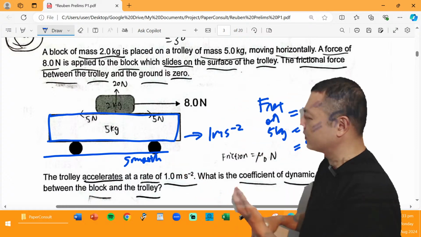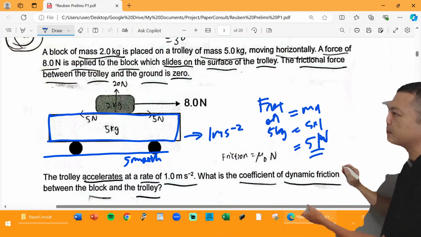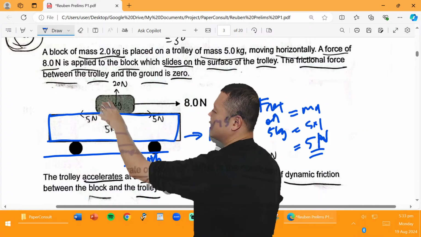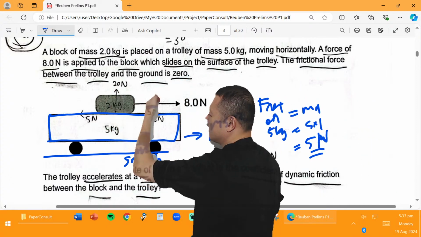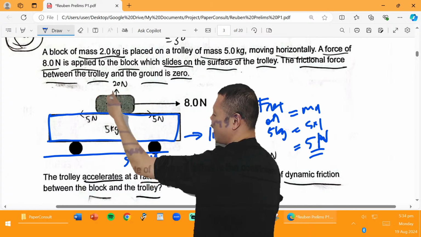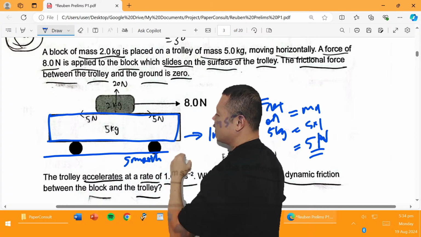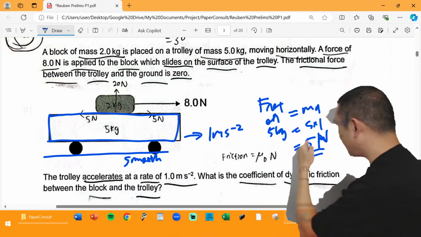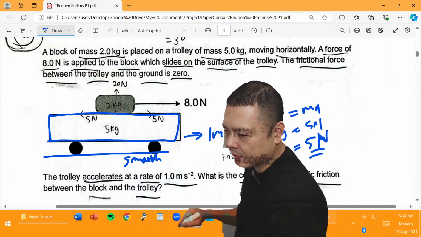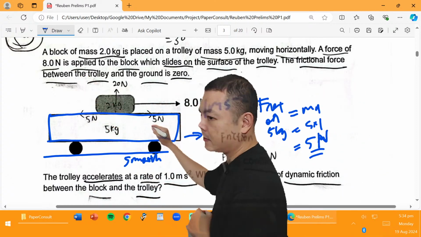But where's this force coming from? Where's this 5 Newton force coming from? The 5 Newton force is coming from the 2 kg mass. The 2 kg mass is dragging, right? It's like scraping the top of the trolley, dragging the trolley along. So where's the direction of this 5 Newton force by the 2 kg mass? Where's it pointing at? It's pointing to the right.